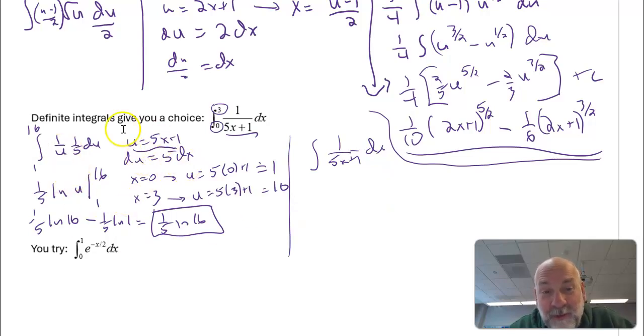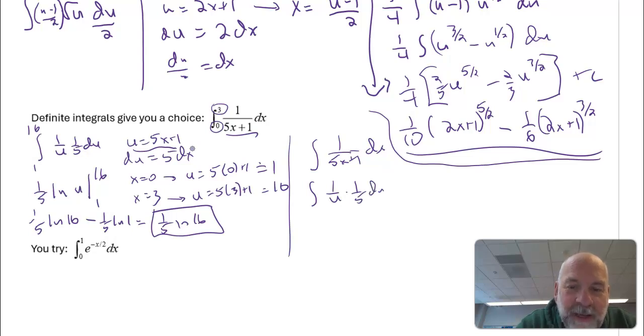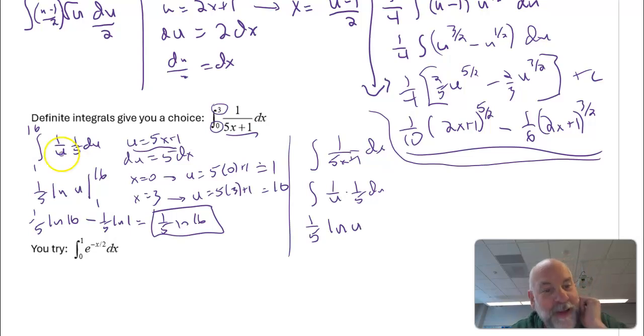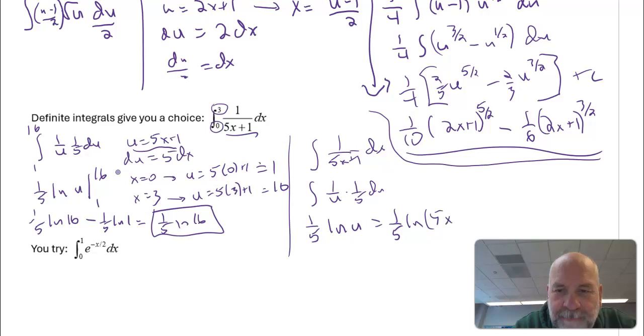And I could do the same substitution, so you can copy the stuff over here. And so that's 1 over u times 1 over 5 du. And so it's 1/5 natural log of u. And I'm supposed to evaluate that from 1 to 16 in the u world. But I could go back to the x world. In the x world, that's 1/5 natural log of 5x plus 1. And so I just used the u's to figure out the antiderivative, but I went back to the x world.